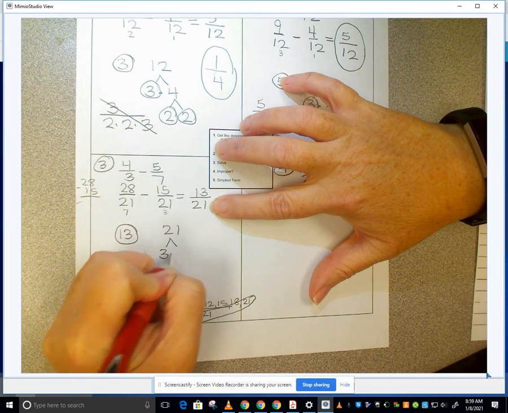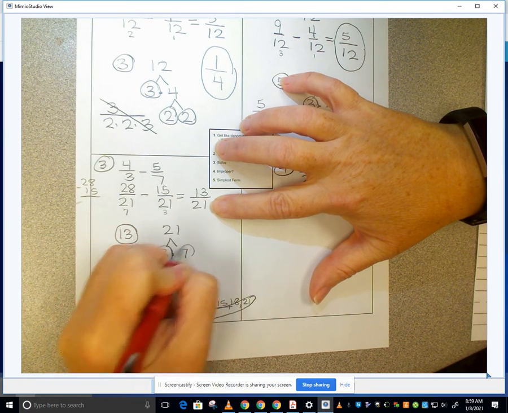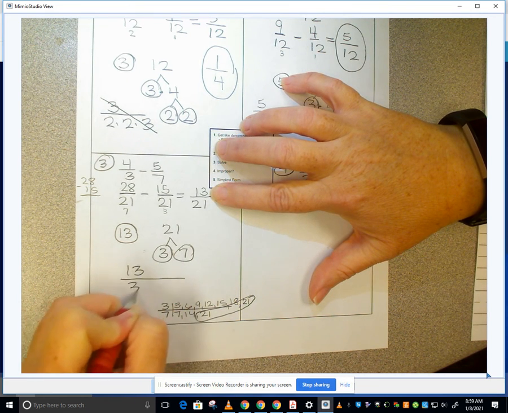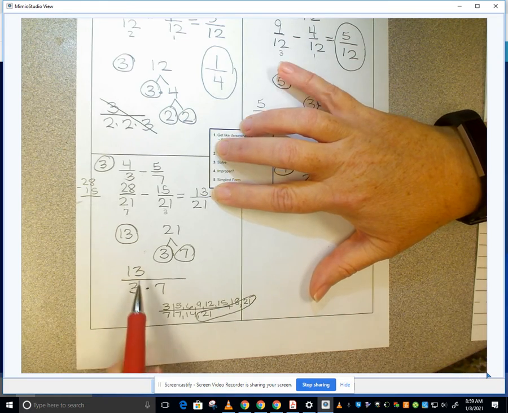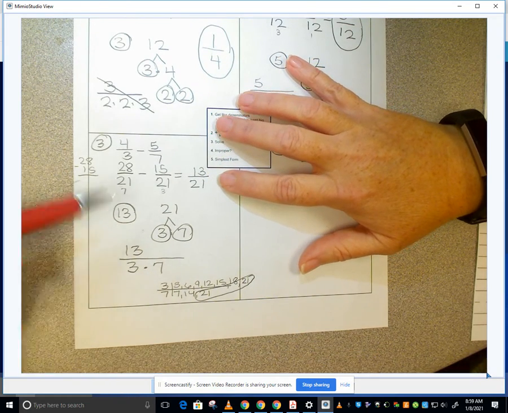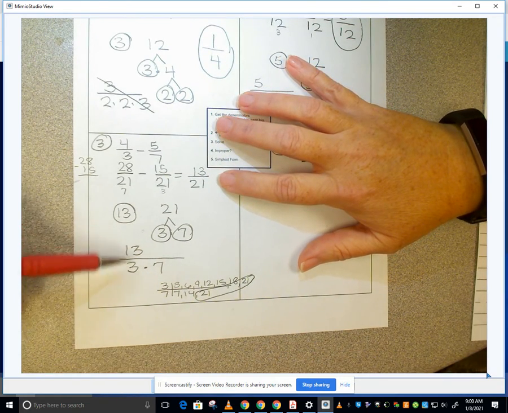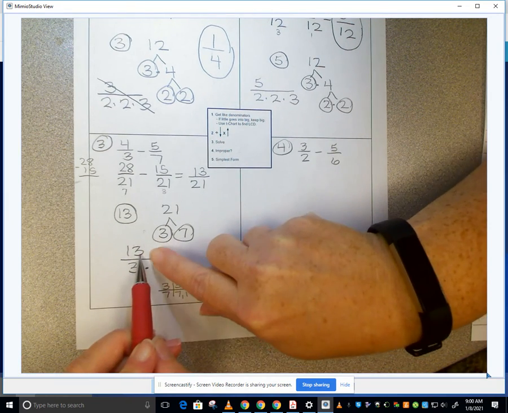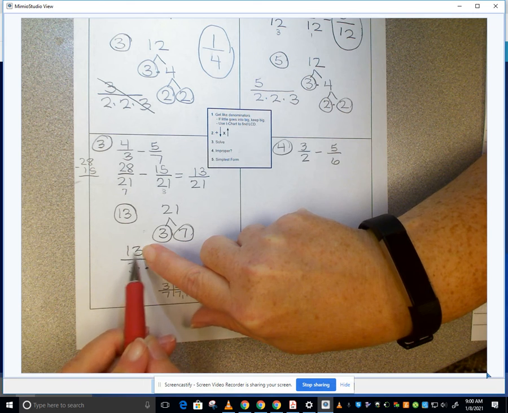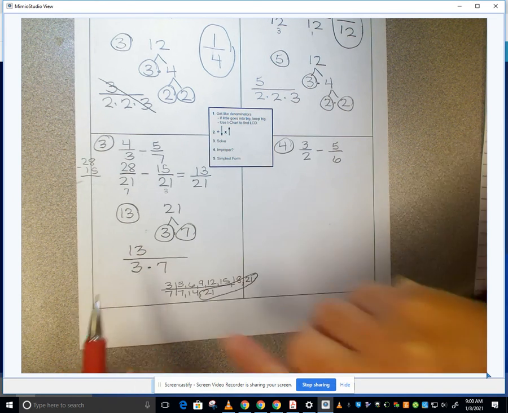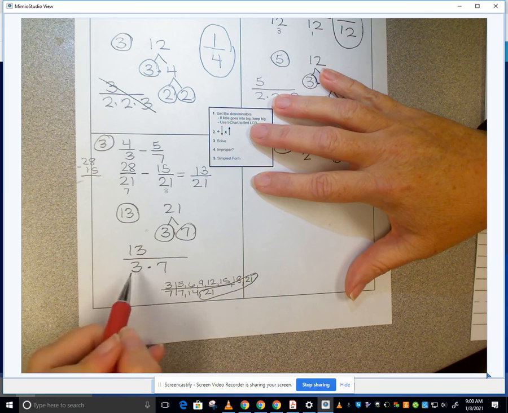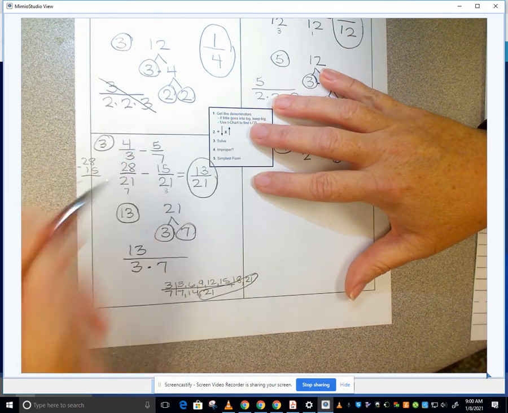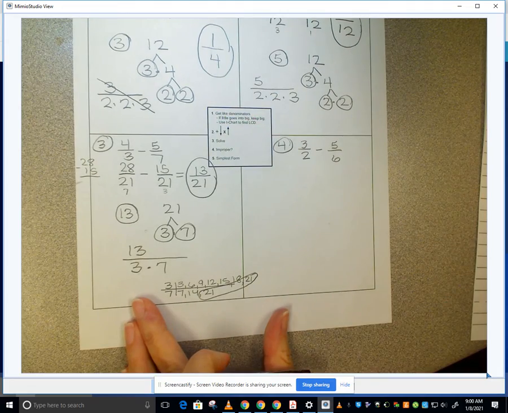Okay, now I'll do 21. Factor that out. 3 times 7. Prime. Now let me stack them. 13 on top. 3 times 7 on the bottom. Do I have any matches? Now somebody might say, yes, the 3. Well, this is 3 by itself. This is not 3 by itself. This is 13. So you cannot match these. So I do not have a match. And remember, when we don't have a match, that means our answer is already in simplest form.